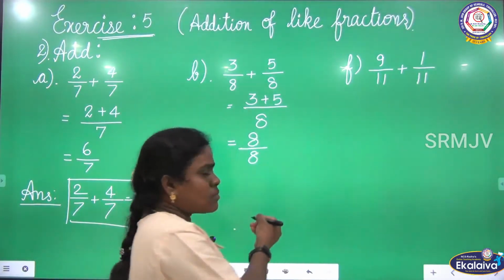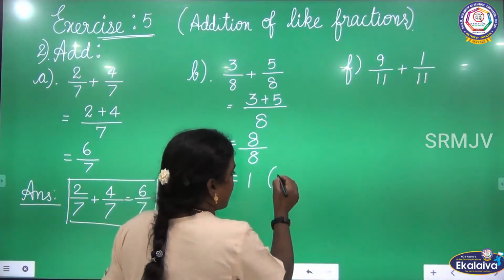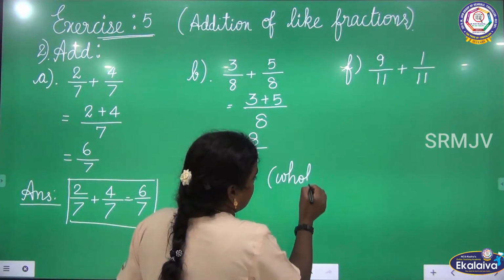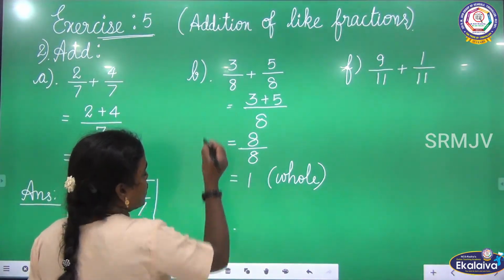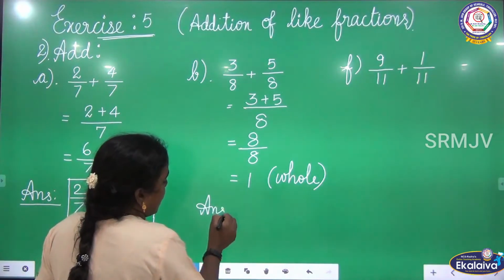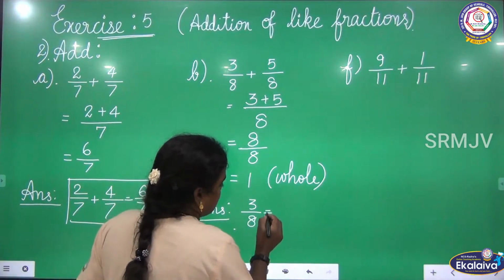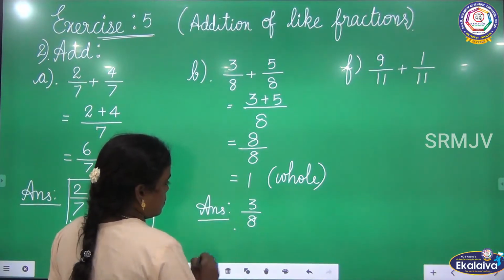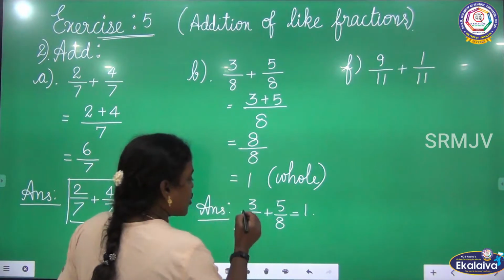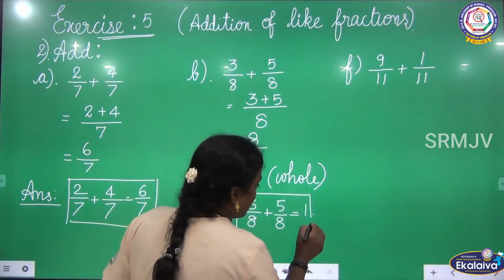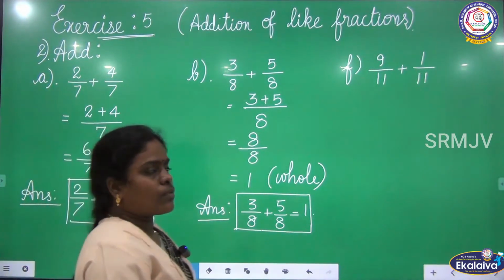If both the terms are same, the value of the fraction is 1. It is nothing but a whole. So if the numerator and denominator are same, it is a whole. So when you add 3 by 8 and 5 by 8, you will get 1. Equals 1. You can write 8 by 8 also, but the value of the fraction is 1. Look at the next question.